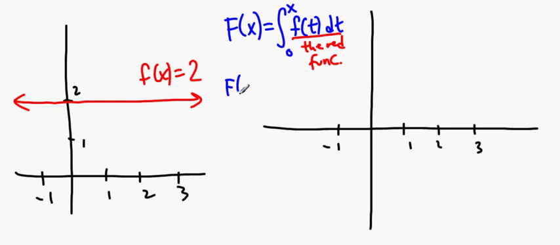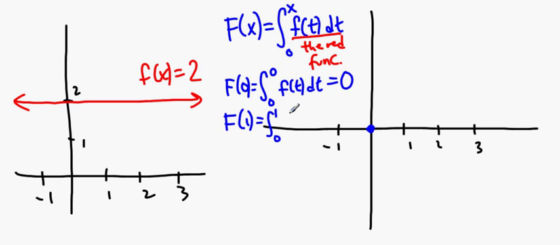So that when I find capital F of 0, it is the integral from 0 to 0 of f of t dt. Well, I think we know what that is. That's 0. And when I find capital F of 1, that is the integral from 0 to 1 of f of t dt. That is a rectangle whose height is 2 and whose width is 1. This is a rectangle of area 2. Capital F of 1 is 2.